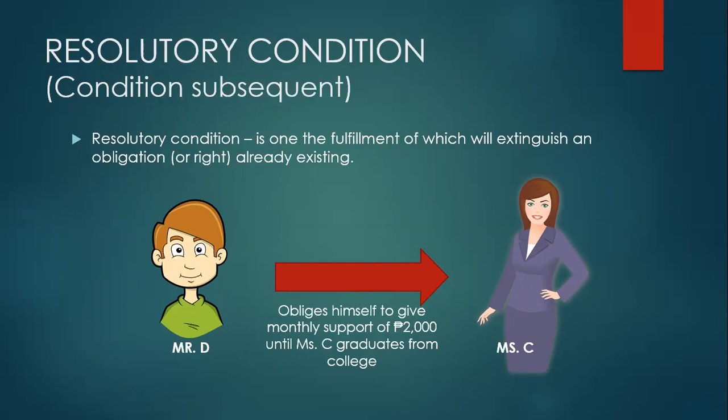Now let's go to resolutory condition, or what we refer to as condition subsequent. Resolutory condition is one the fulfillment of which will extinguish an obligation or right already existing. This means that if the condition is resolutory, it has an opposite effect.